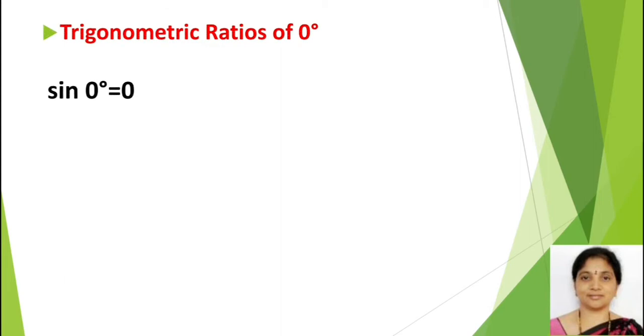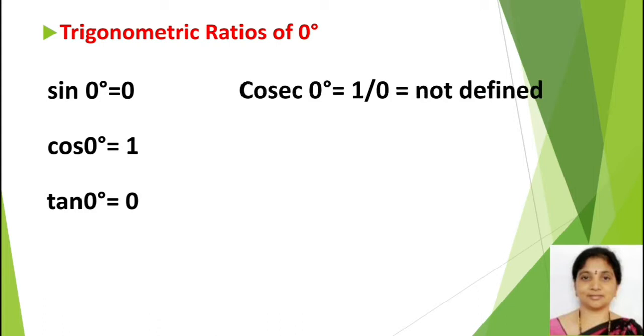Just see the values. Trigonometric ratios of 0 degrees: sin 0 degrees is 0, cos 0 degrees is 1, tan 0 degrees is also 0. Now write the reciprocals of these. Cosecant 0 degrees, with sin 0 degrees being 0, becomes 1 by 0. When we get 1 by 0, it is not defined. We have to take the reciprocal value. 0 is nothing but 0 by 1, so the reciprocal becomes 1 by 0, which is not defined.